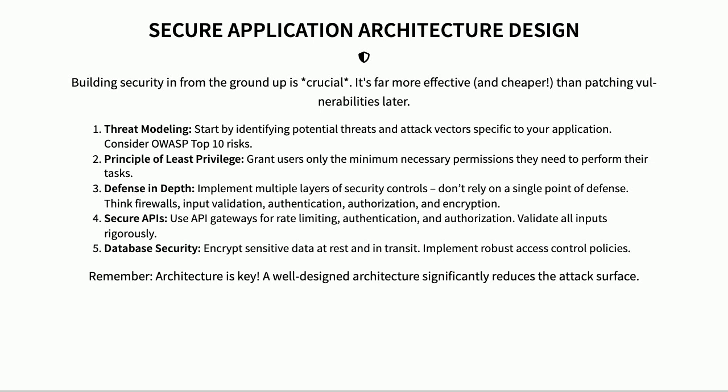First, we do threat modeling. This means figuring out what could go wrong with your app and how attackers might try to exploit those weaknesses. Then, we need to follow the principle of least privilege: give users only the access they absolutely require. A layered approach to defense in depth is also critical. Multiple security controls are better than just one. And don't forget about APIs: use secure gateways for protection. Finally, make sure your databases are properly secured with encryption and strong access control.